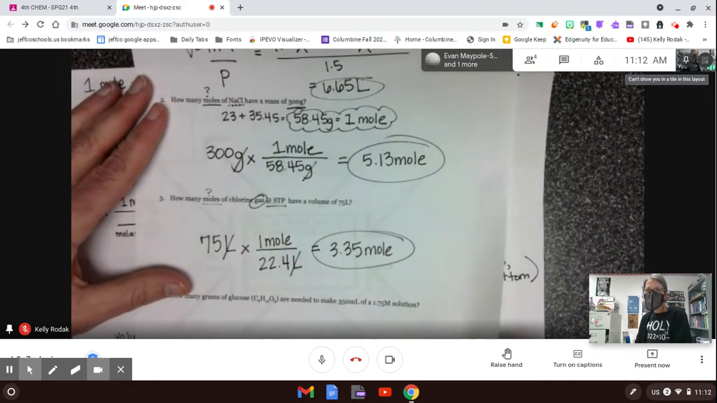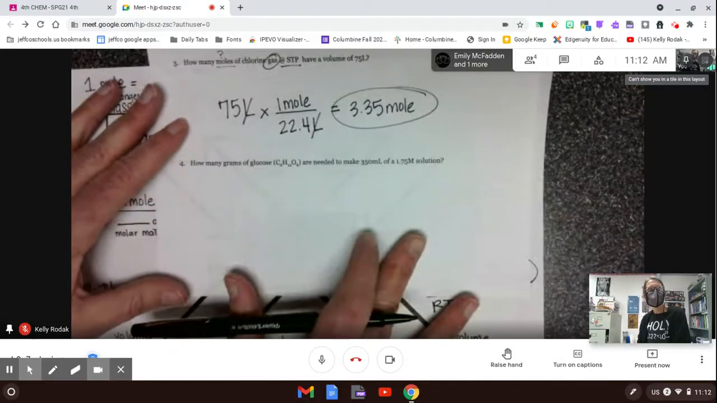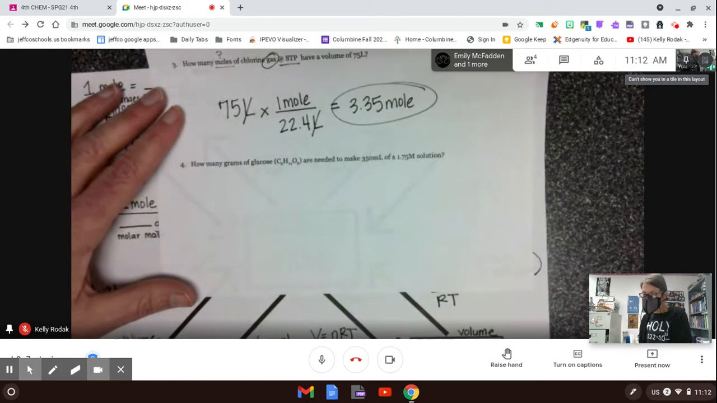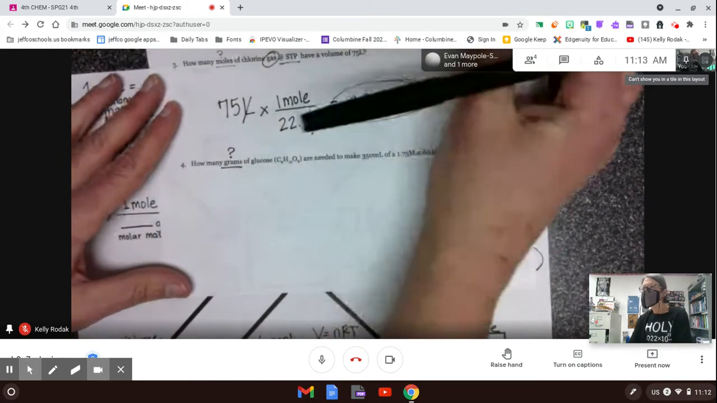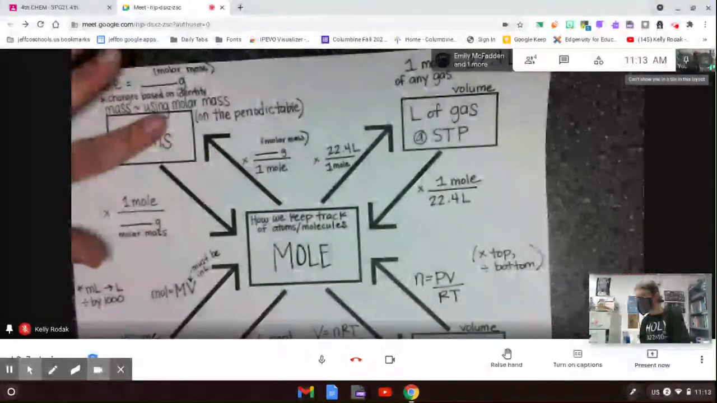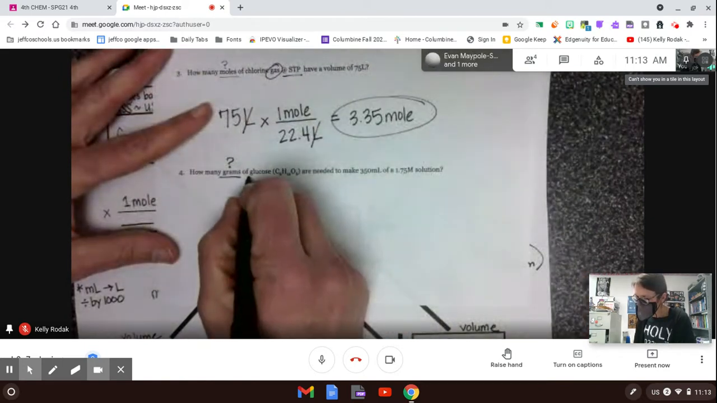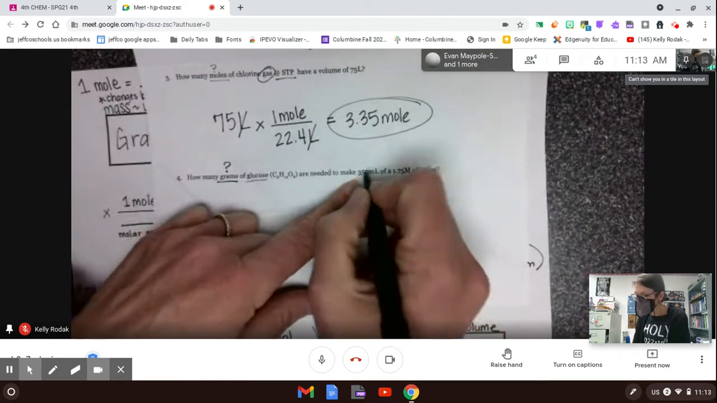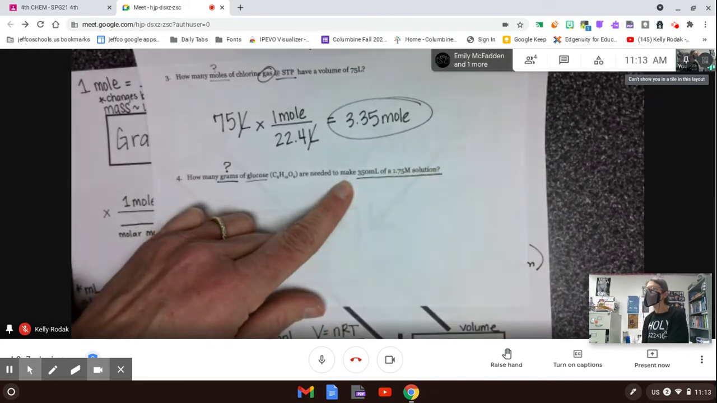All right, last one real quick. This one's a little bit more tricky, and this one is why the map, I think, is so helpful. It says how many grams, right? So that's where I'm going. I'm going here, right? This is where I'm headed on my map. That's my destination. How many grams of glucose are needed to make 350 milliliters of a 1.75 molar solution?